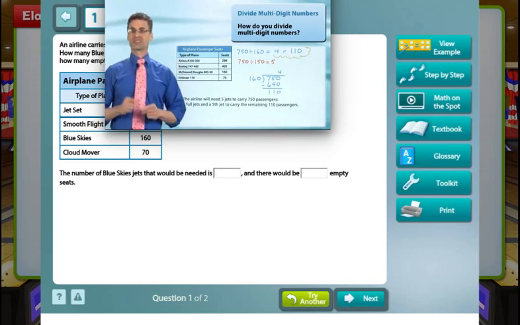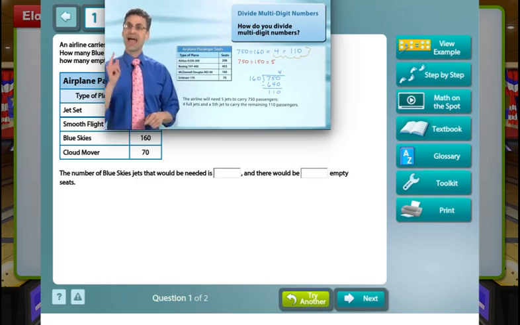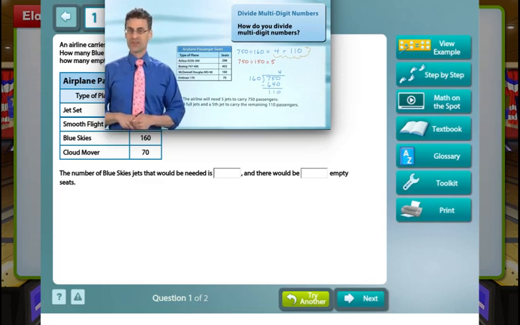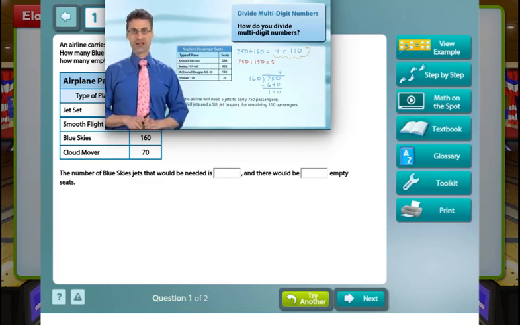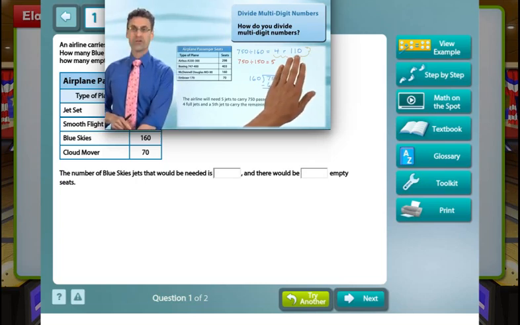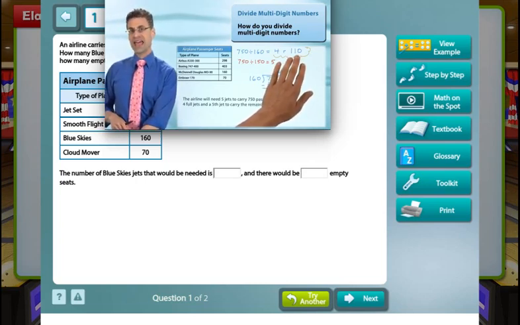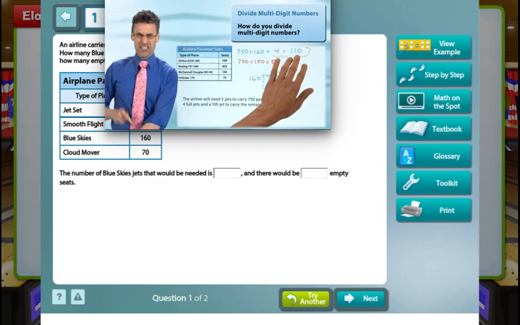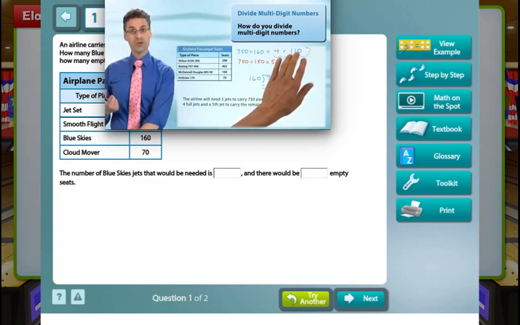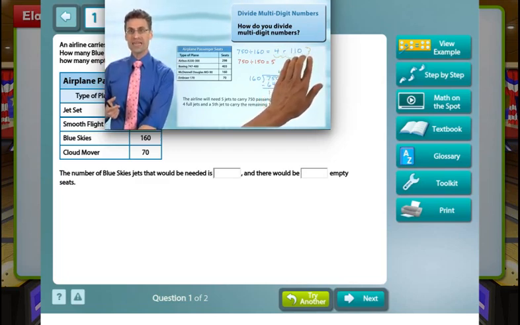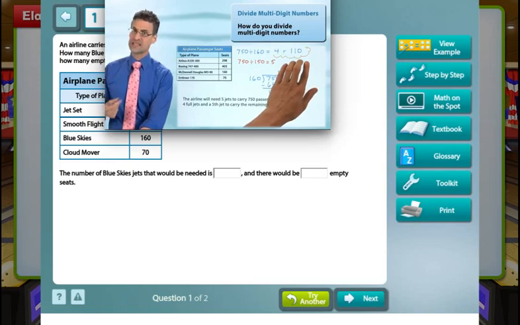Now, there was a little bonus to this question. Remember what it was? It asked, how many empty seats would there be? You know, here's a great wrong answer. A great wrong answer to say, oh, well, it's the leftover. It's 110. That's what they want us to say. But we got to think through. Those are the remaining people that need seats on that 5th jet.